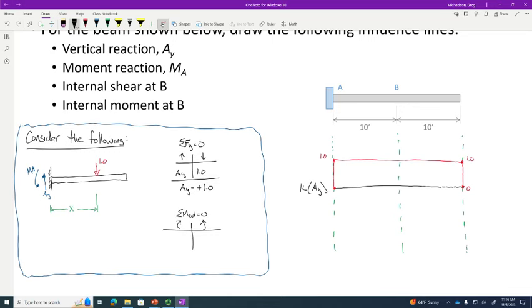Oh, not at the cut. No, I'm summing moments at the support. Sorry. I'm trying to solve for a reaction. Okay. So if I sum moments at this support right here, what do I have?